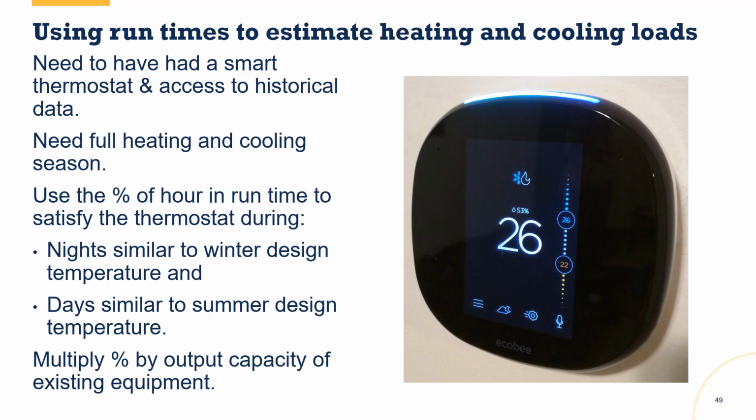So here we go, more detail. You need to have a smart thermostat, access to the historical data, a full heating and cooling season, multiple years is better. We use percent of the runtime to satisfy the thermostat during nights, similar to the winter design temperature, and days, similar to the summer design temperature. And I multiply that percentage of the hour by the output capacity of the existing equipment.